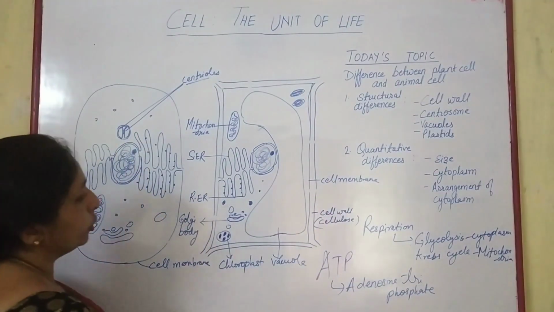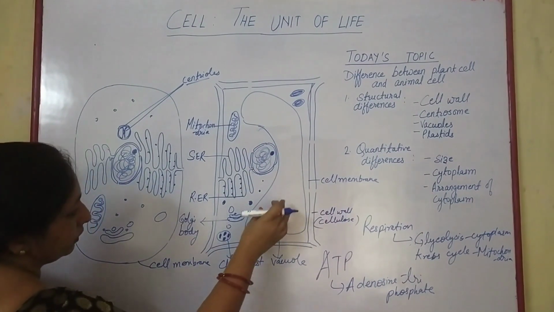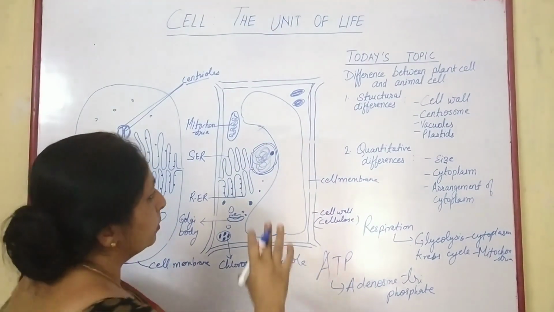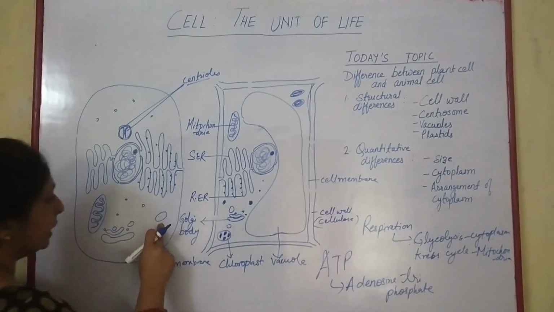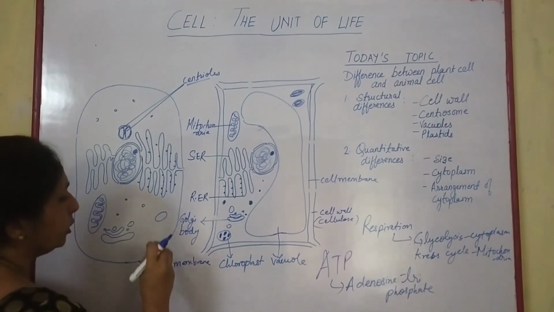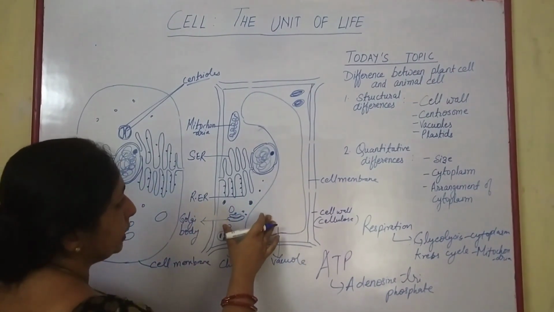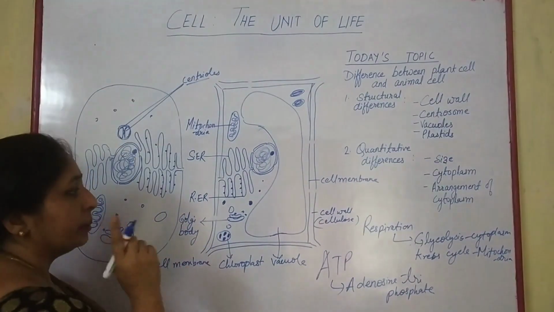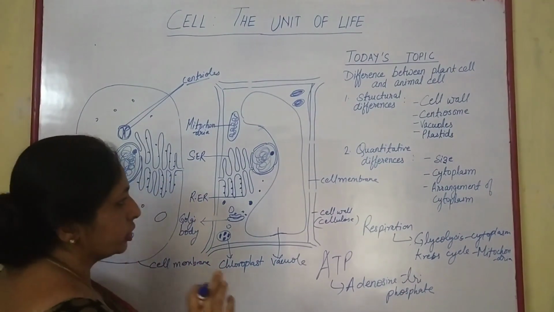Next is the vacuole, and the size of the vacuole. The vacuole is prominent in the plant cell. It occupies almost a major portion of the cell, while in the animal cell it is a very minute structure. So the basic difference is the prominent vacuole in the plant cell. In the animal cell it may be present or absent, or when present it is very small in size.